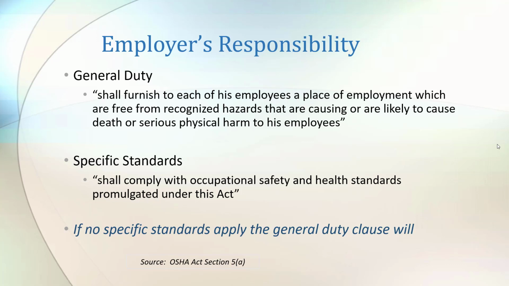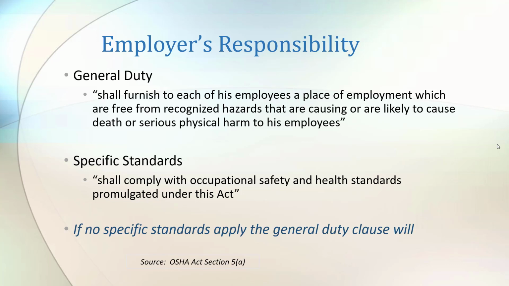So this is the important part of the OSH Act that we just talked about. There's this slide and the next slide, and this comes from Section 5A and 5B of the OSH Act. This is the employer's responsibility, and it's called the General Duty Clause. And it says, the employer shall furnish to each of its employees a place of employment which is free from recognized hazards that are causing or likely to cause death or serious physical harm to his employees.